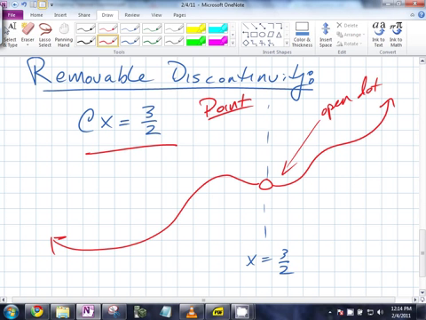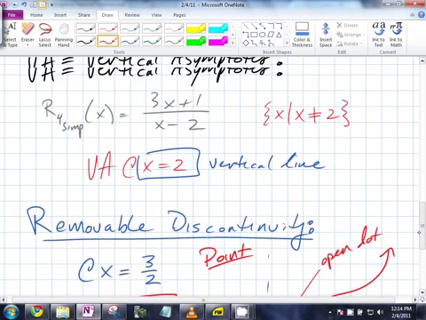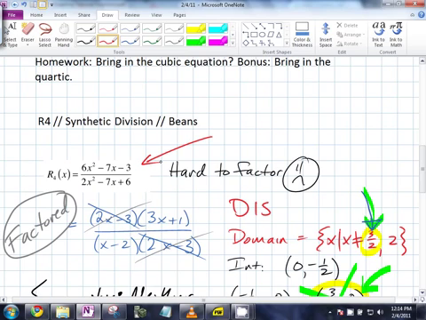The y coordinate. The problem is, if we go back to the original equation, can we plug in 3 over 2 into that equation? No. What happens if we do? We end up dividing by 0. Different kind of imaginary. We can't plug it in there, but where can we plug 3 over 2 in?